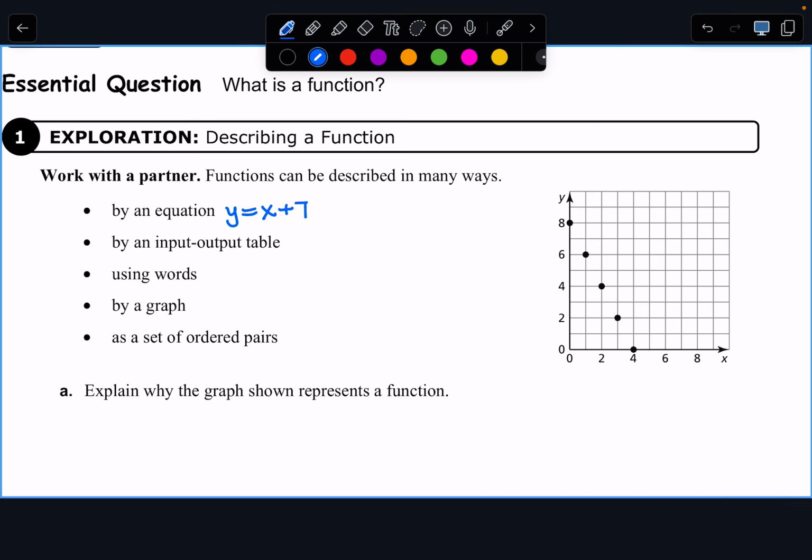I could give you an input-output table. So in purple here, maybe I give you a table where I have the inputs, that's x, and the outputs, that's y. Do you notice how all of my x's have one y coordinate? It's a function.